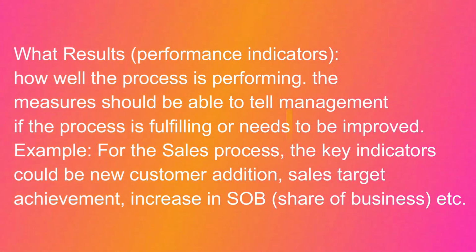And then the last one, what kind of results, what are the performance indicators that we are looking for? So primarily whenever we are talking about a process, the overall objective is, what are the tangible outputs? It can be in terms of effectiveness indicators or efficiency indicators. Now for example, if you take a sales process, the key indicators could be new customer addition, the sales target achievement, maybe the increase in share of business, or it could be anything else.